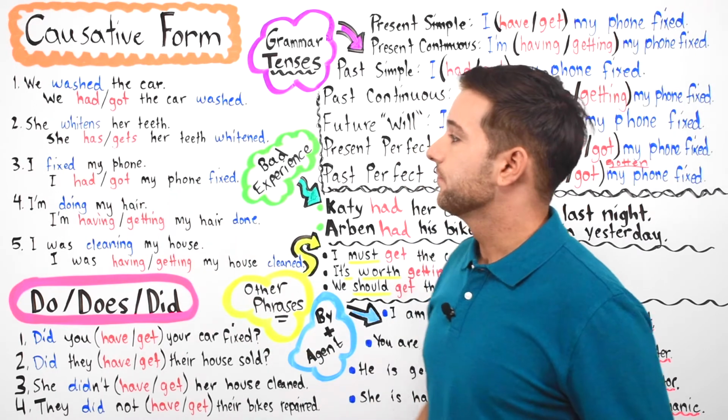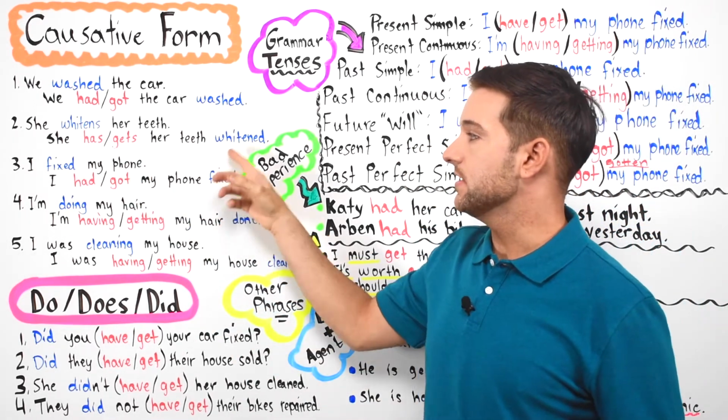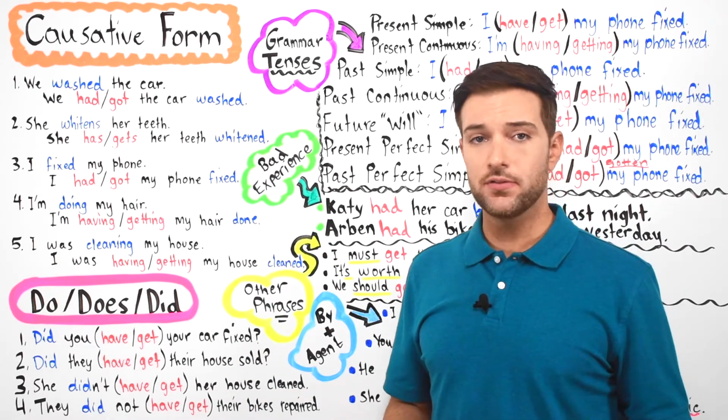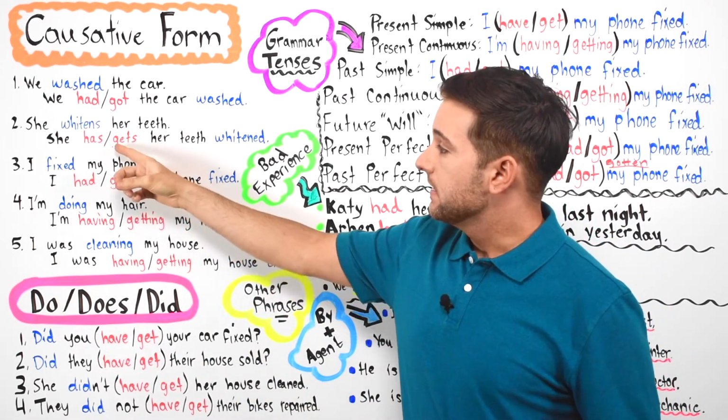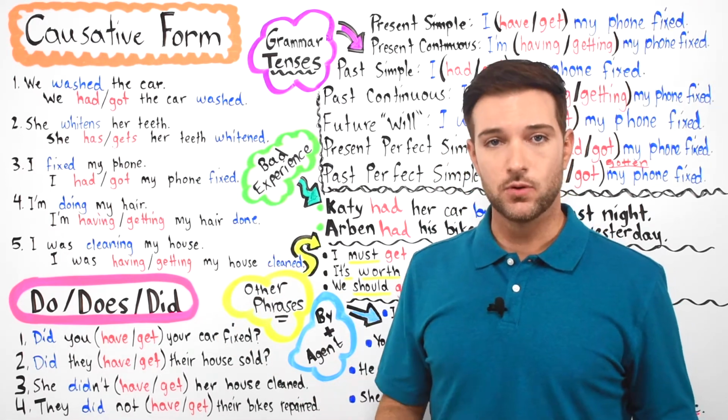Now look at this one. It says, she has her teeth whitened, or she gets her teeth whitened. So you could say both. Remember that gets is something that we say while speaking informally.